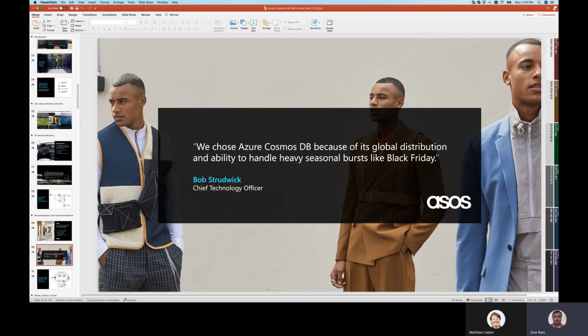So here is the Cosmos DB scenario in ASOS, where it was able to handle heavy seasonal buzz, especially as you know, during Black Friday, Christmas, and New Year's. A lot of people probably would be buying much more than during other periods of the year. And therefore, our database should be able to handle heavy seasonal buzz.